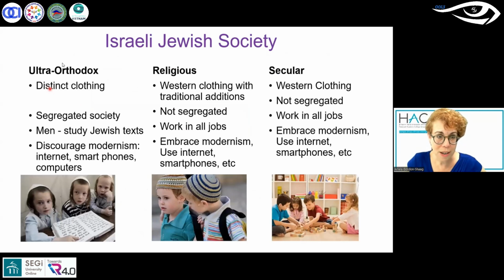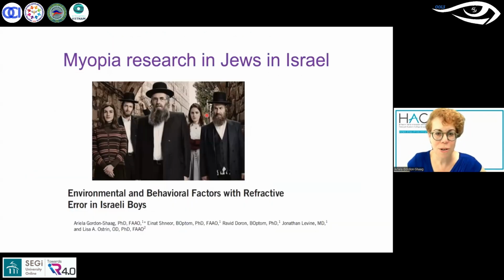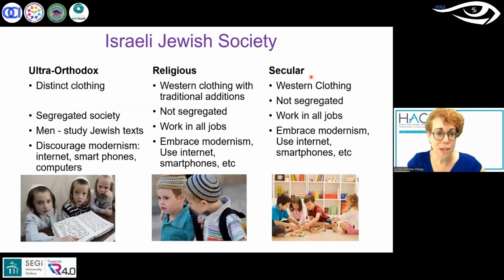Israeli Jewish society has 3 major religious groups. There's the ultra-Orthodox, and this is kind of what their adults look like. There's the religious, and there's the secular. The ultra-Orthodox have distinct clothing, and you can see these little boys here. They have these big skull caps and these little vests. They have a segregated society. The men and women are segregated. Men primarily study Jewish texts. That's what they do most of the day. And they discourage modernism. Their people don't use the internet, they don't use smartphones, they don't use computers.